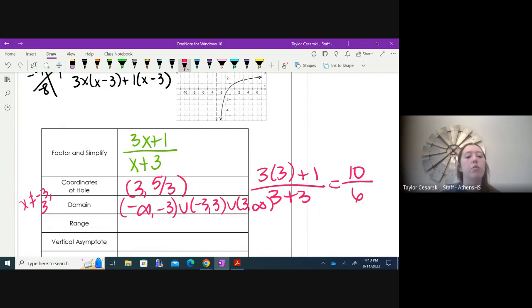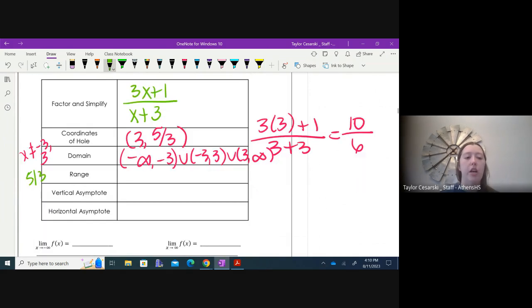When we're talking about the range, the two things we need to exclude are the horizontal asymptotes, because remember that's in the form of y equals blank, and also the y coordinate of the hole. First of all, the y coordinate of the hole we know is 5/3, and the horizontal asymptote we haven't found yet, so I'm just going to jump down here and find it.